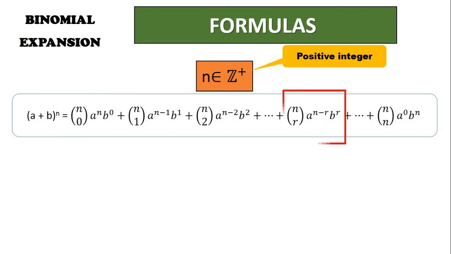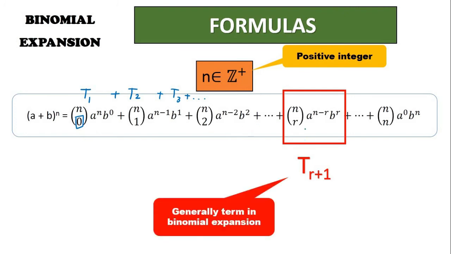Okay, so please note that there should be T r plus 1, because we do understand that this should be our first term, plus our second term, plus our third term, and so on. And note that once you have T1 here, your r here is having minus 1 over here, right? So that should be T r plus 1 here. Alright, this one is called the general term in binomial expansion.